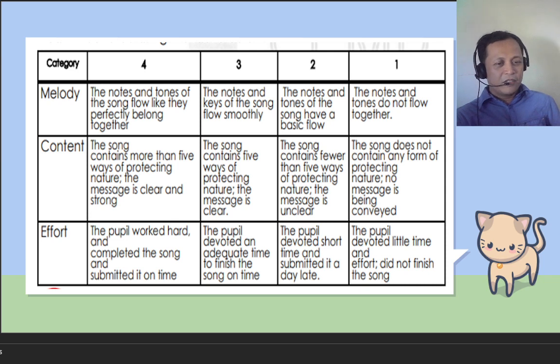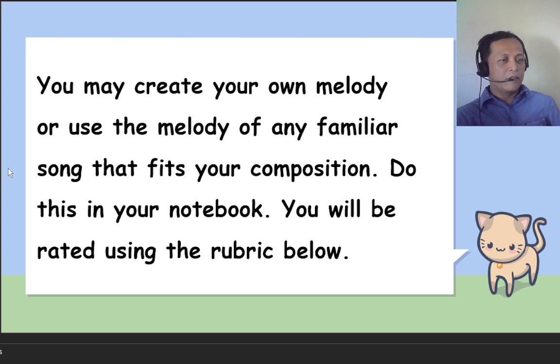If you can, go for the score of 4. Another detail is you may create your own melody or use the melody of any familiar song that fits your composition. Do this in your notebook and you will be rated using the rubric below. So we already have discussed the rubric.